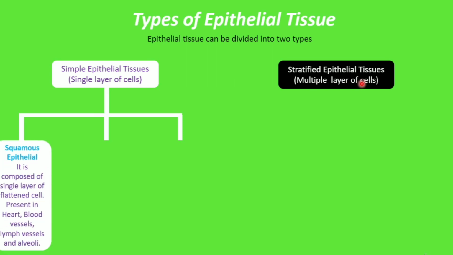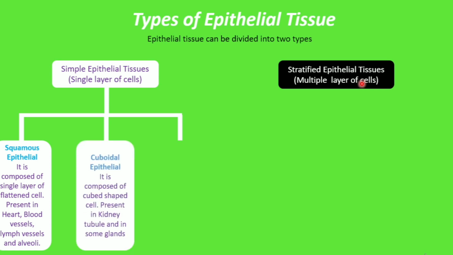Number 1, squamous epithelium. Squamous epithelium is composed of a single layer of flattened cells. This epithelial tissue is present in our heart, blood vessels and lymph vessels as well. Number 2, cuboidal epithelial tissue. It is composed of cube-shaped cells, and this tissue is present in our kidney tubules and some glands as well.